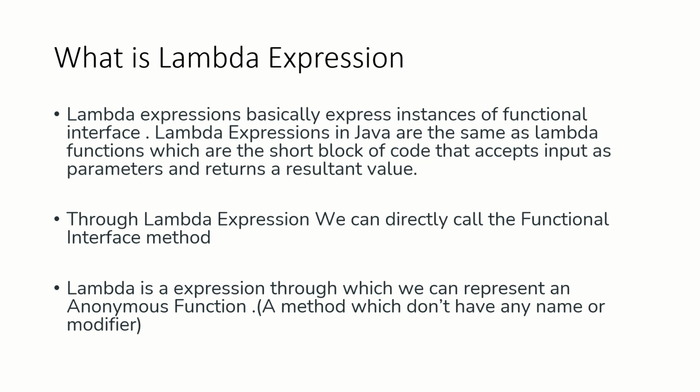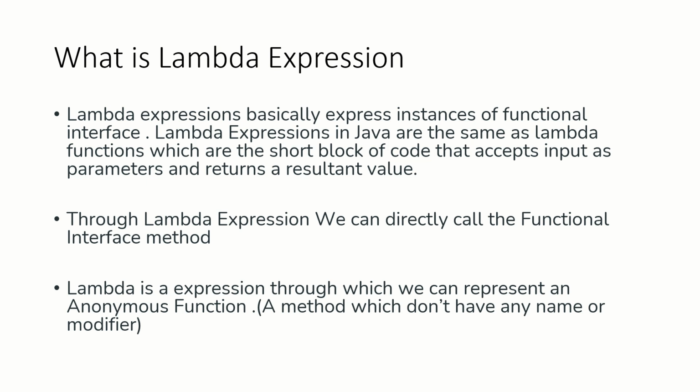In other words, lambda expression helps us implement the single abstract method of the functional interface. Lambda expression also introduces the functional style of coding in Java. Lambda expressions in Java are the same as lambda functions, which are a short block of code that accepts input as a parameter and returns a resultant value. Through lambda expression, we can directly call the functional interface method, which is the single abstract method.